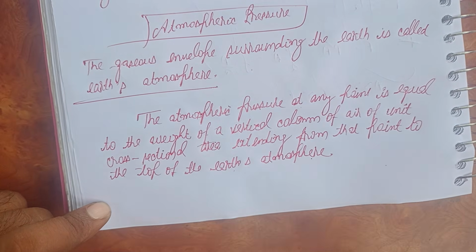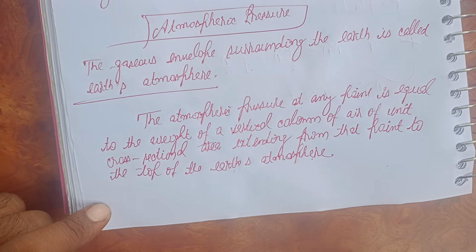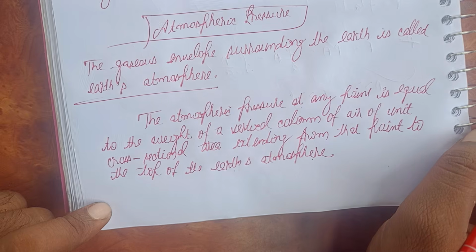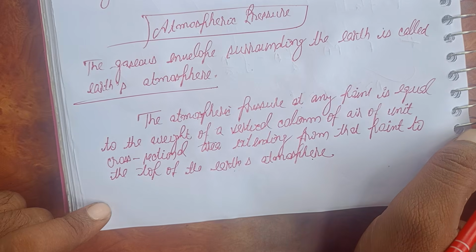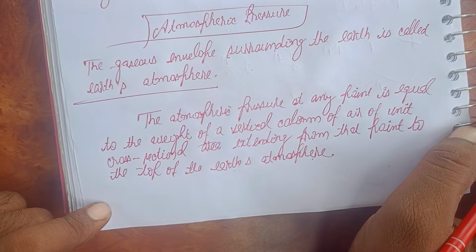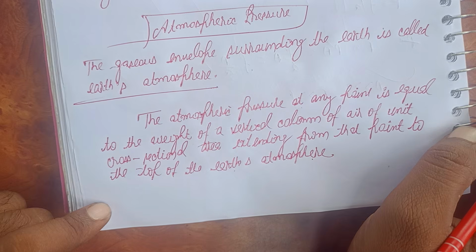For a point on the surface of Earth, the height of the air column is maximum. Therefore, the atmospheric pressure is maximum at the surface of Earth and goes on decreasing as we move into the Earth's atmosphere. The value of atmospheric pressure on the surface of Earth at sea level is called 1 atmosphere.